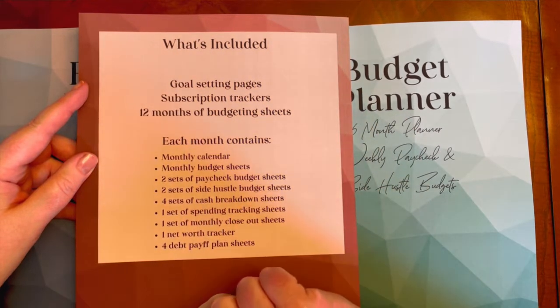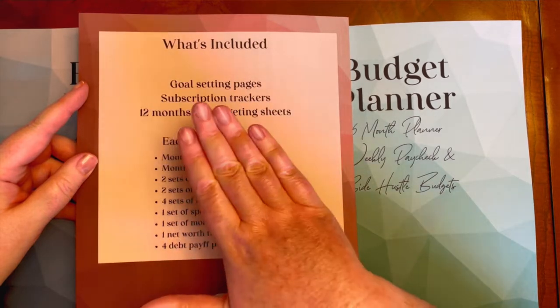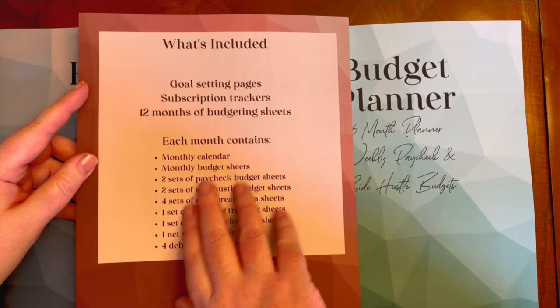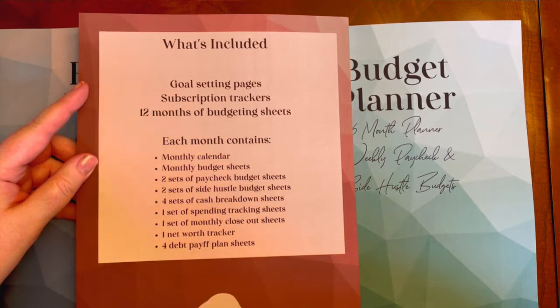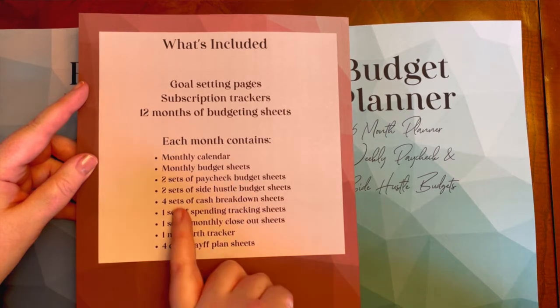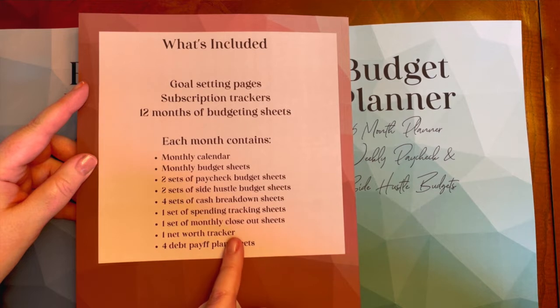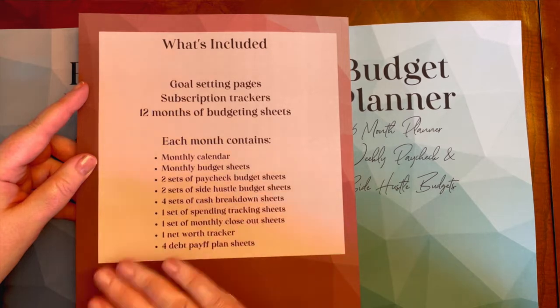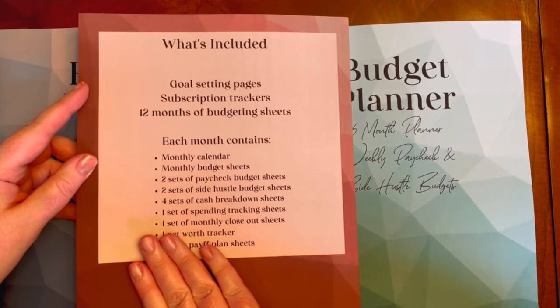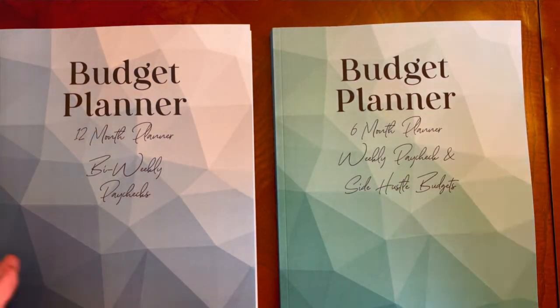So you have a monthly calendar, you have your goal setting pages, subscription trackers, and then you have 12 months of budgeting sheets. And each month you have your calendar, your monthly budget, 2 sets of paycheck budgets, 2 sets of side hustle budget, 4 sets of cash breakdown sheets, 1 set of spending tracking, and I'll show you that, 1 set of monthly closeout sheets, 1 net worth tracker, and 4 debt payoff plans. So that is within each month, okay? So that is the 12-month bi-weekly and side hustle budget.